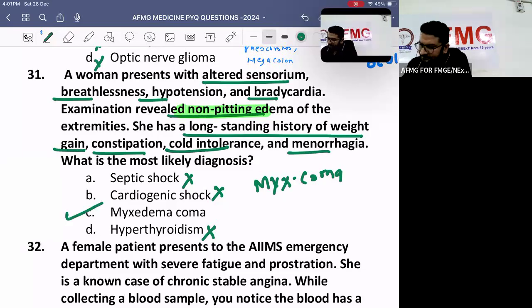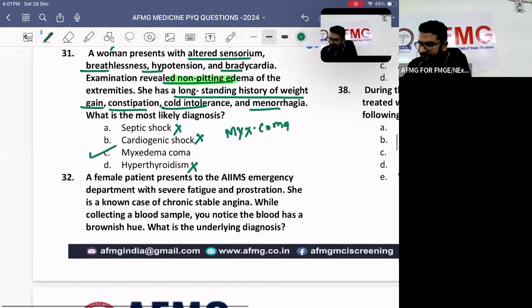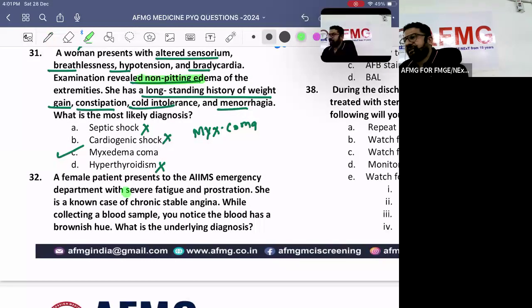Fatigue, prostration, known case of stable angina, blood is having a brownish hue. Actually, it's a pharmacology question.